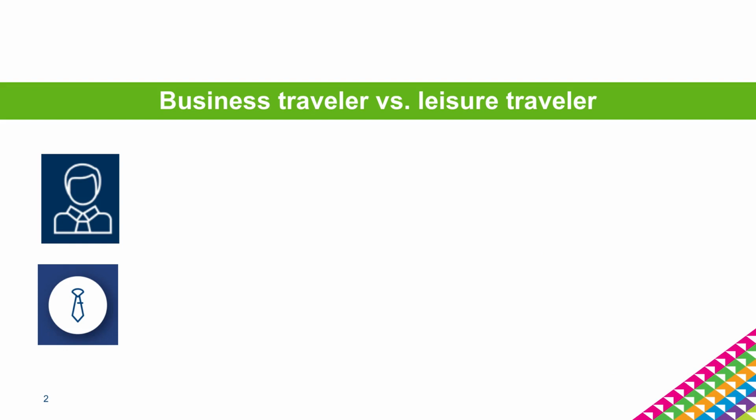Before digging in, I wanted to focus on the main differences between a business traveler and a leisure traveler. There are several elements that distinguish a business traveler from a leisure traveler. The first one is the reason for your trip. When you travel for business, you travel to attend a conference, to meet a client, or to meet a prospect, for example.